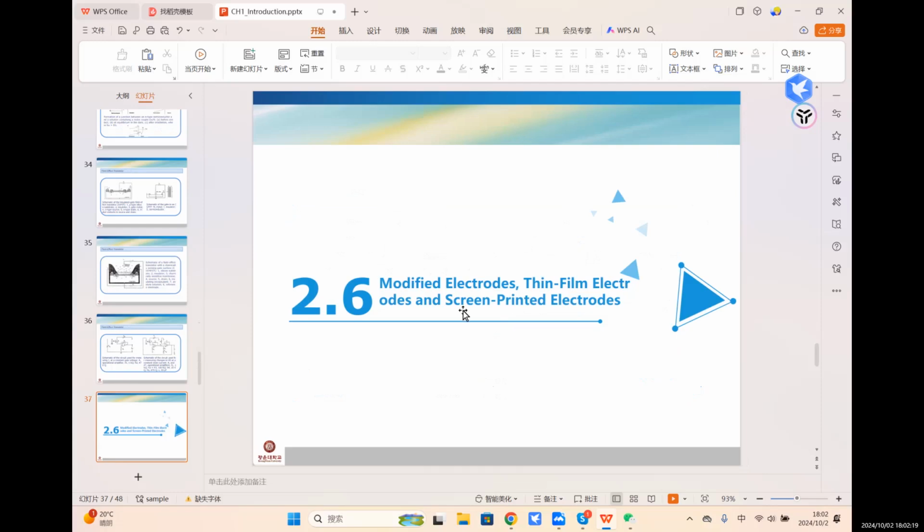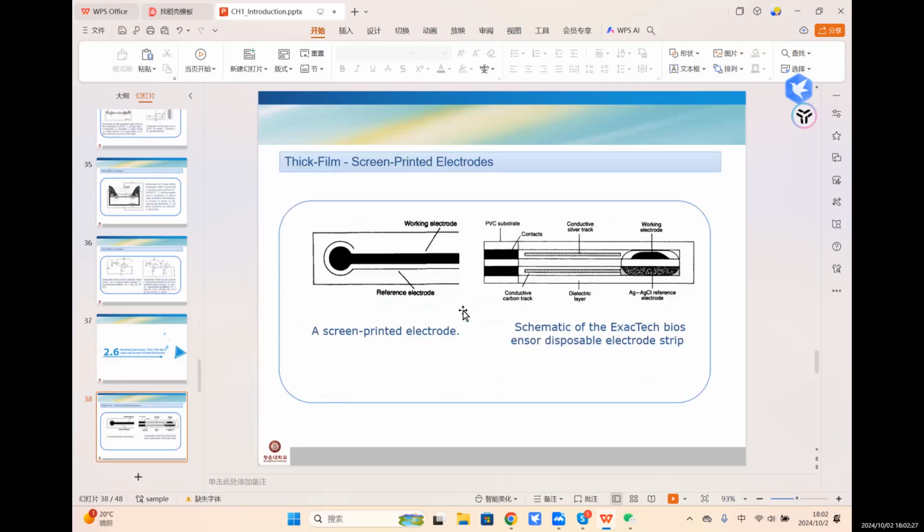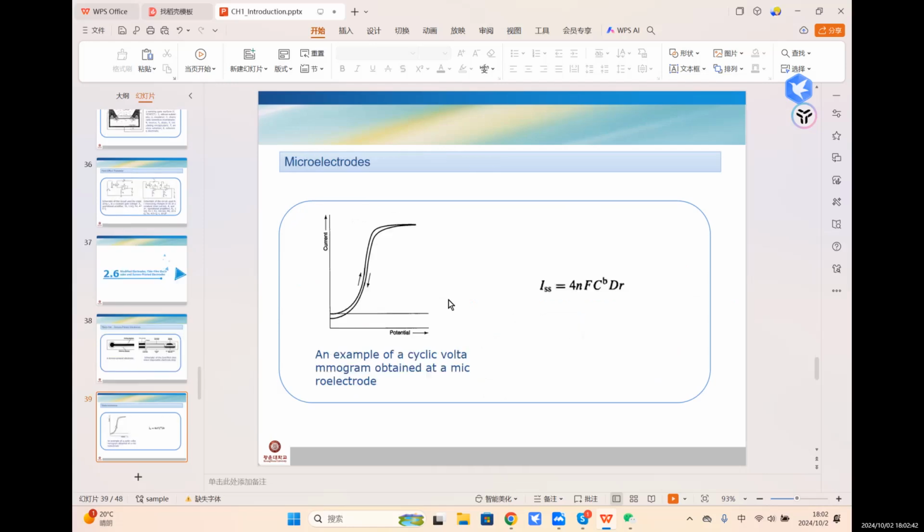The next title is modified electrodes, thin film electrodes and screen printed electrodes. And this first image is a screen printed electrode, a schematic of the Exactech biosensors disposable electrode strip. And this is an image of the microelectrodes, and this equation describes how it works.